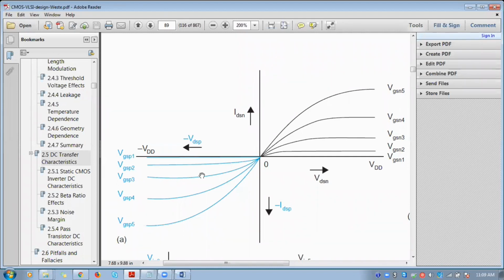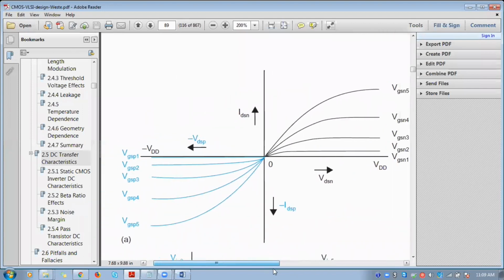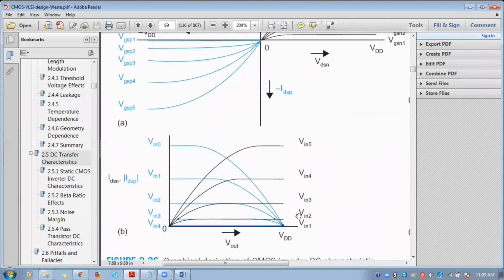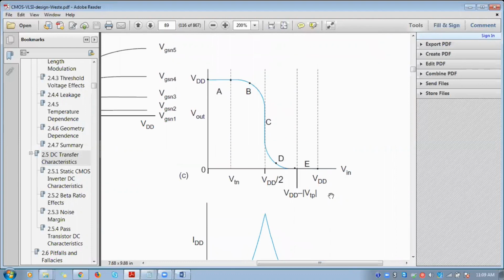In order to understand the DC transfer characteristics of an inverter, we will initially shift the characteristics of the PMOS also to the first quadrant. So your characteristics curve looks like this, and the overlapping points will be marked as operating points. So you will be having 5 different operating points. These are all the overlapped points. The initial point is this one, and the final point is this one.